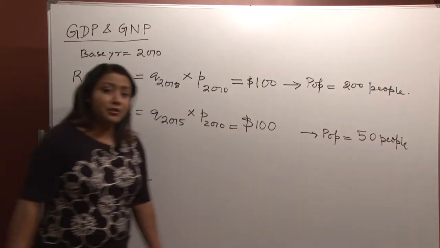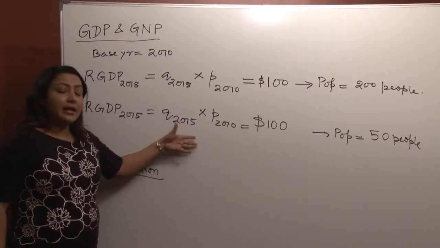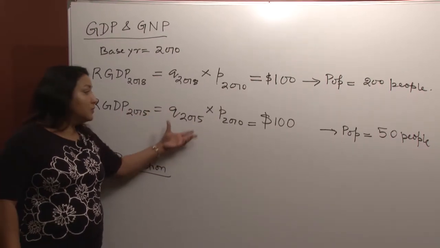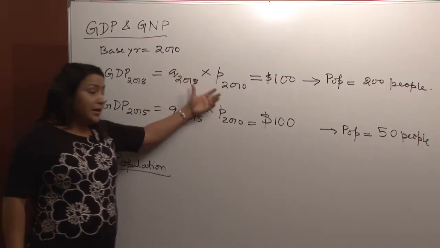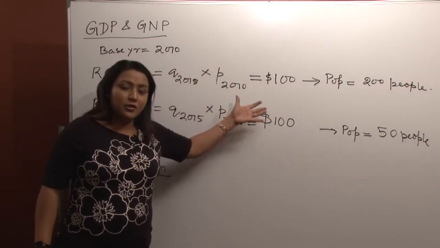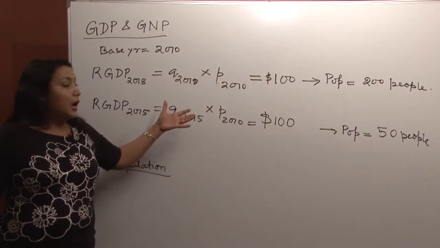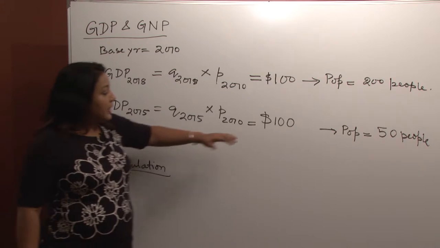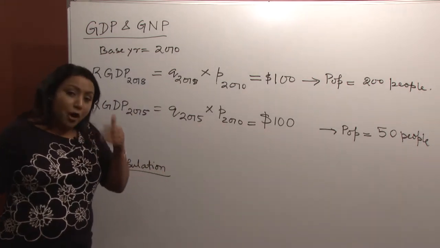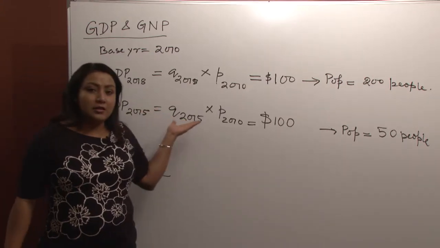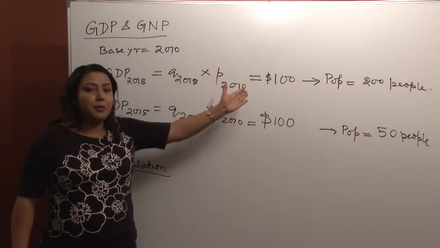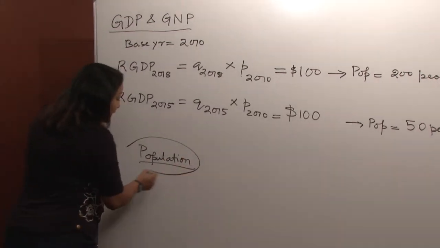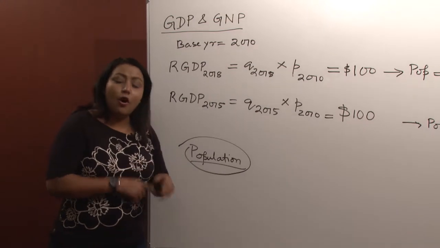So that does make a difference economically, because here it means that in 2015, 50 people were responsible for producing an aggregate output of goods and services worth $100, whereas in 2018, it was 200 people responsible for producing the same output of final goods and services in that year. So if you talk about productive capacity, then we can say that in 2015, every individual probably had higher productive capacity than in 2018, because 50 people were churning out $100 there, while 200 people are together churning out $100. Now, that means population is an important factor that needs to be included in an indicator of macroeconomic health.